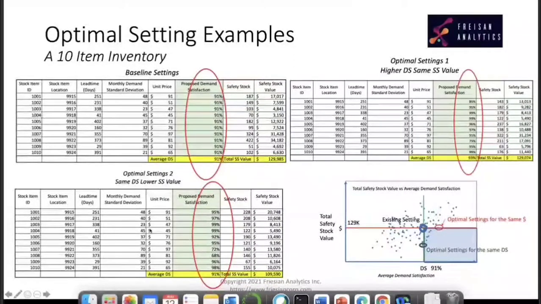Then look at the bottom settings. We put different numbers for each item, the DS, different numbers. By doing that, we maintain 91%, the same average DS, but our safety stock value decreased by $20,000. It's represented by this green circle at the bottom, right? So its DS is still 91, but we save almost 20% of the safety stock. That's nice, right?